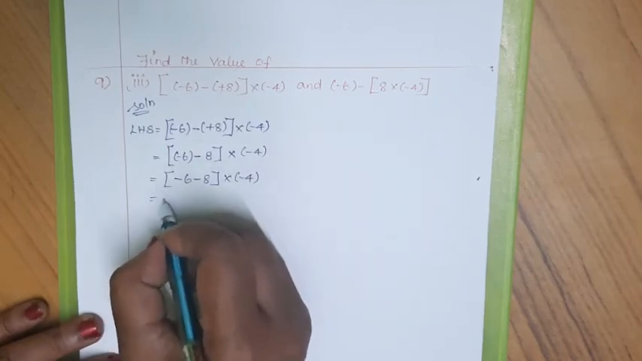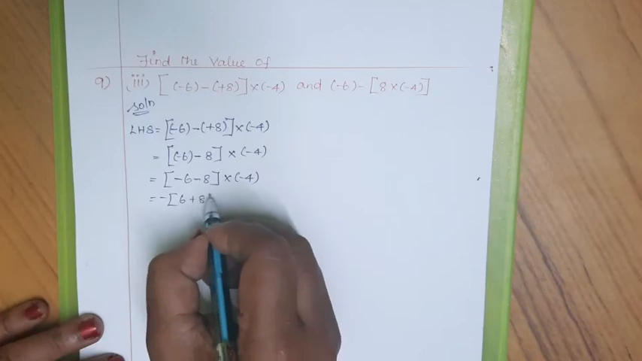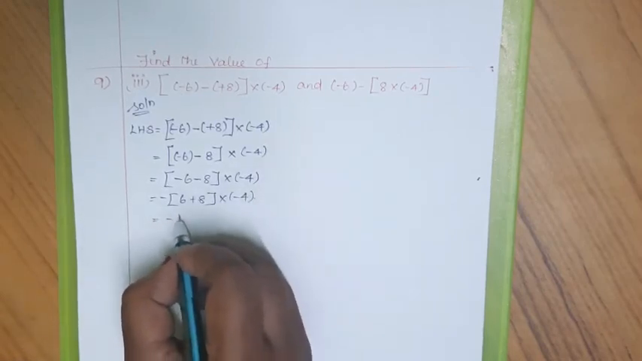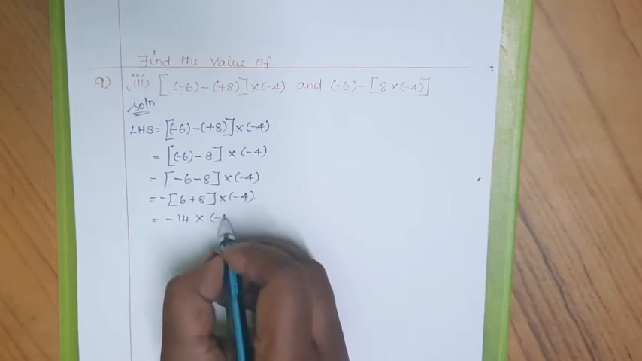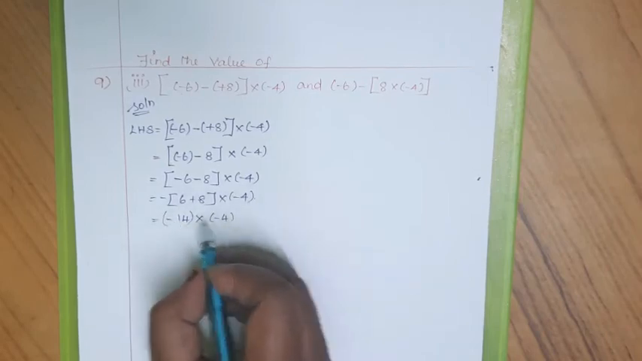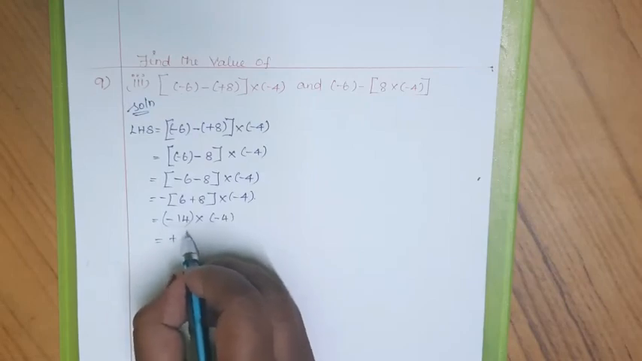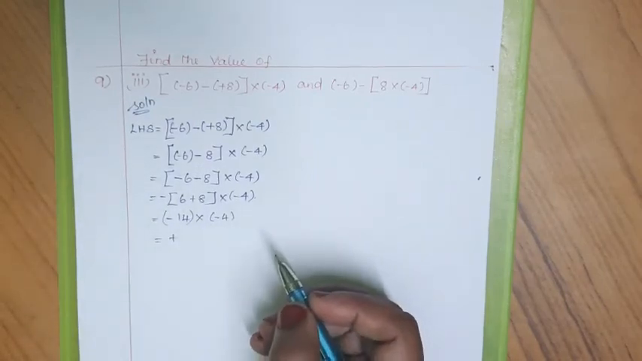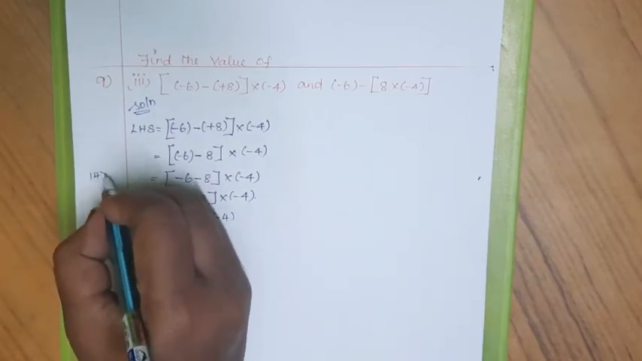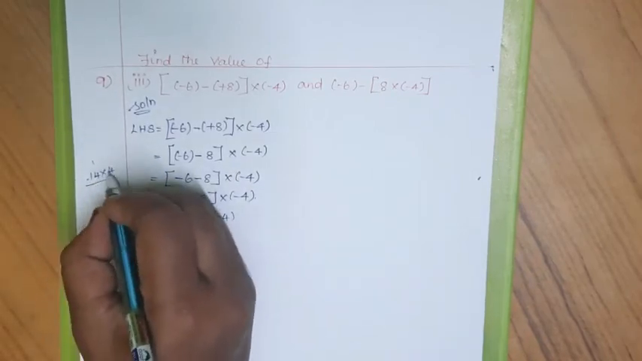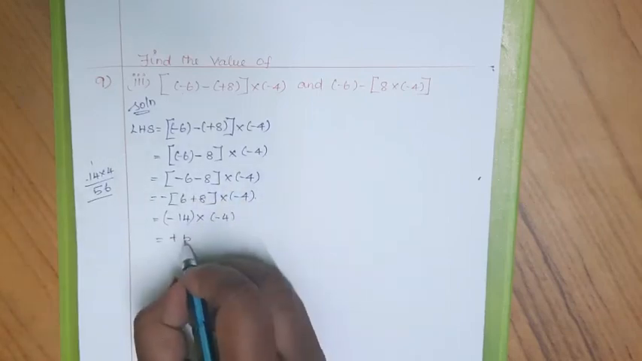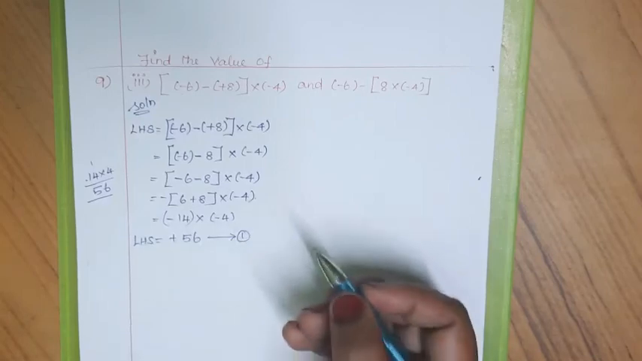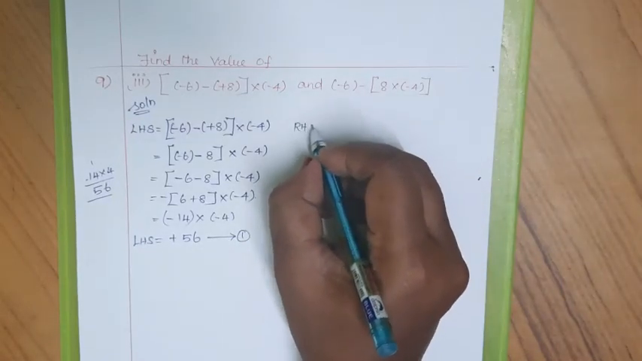Both the numbers have the same sign, negative sign. Take it out and write it as 6 plus 8. Adding 6 plus 8 we get 14. Therefore minus of 14 into minus 4. By multiplying minus into minus we get plus, and 14 into 4 is 56. So the answer is plus 56. Keep it as equation number 1.